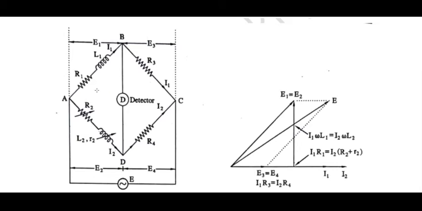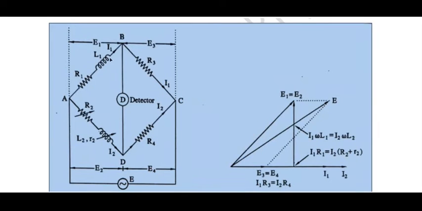Just a moment. Yes, in this circuit you can see the arms AB, BC, CD, and AD. In these four arms, resistance and inductance are connected. Also there is a detector connected, and a voltage source. We have a detector for detecting the balance condition of the bridge, and also an AC power supply, and this power supply is used to operate the bridge circuit.